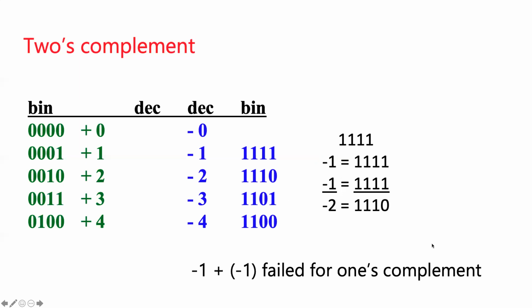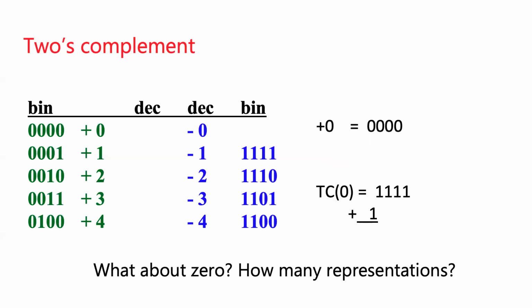So at least for these examples, it looks like we can add numbers just like we did for unsigned values, just a bitwise addition. What else could we check?